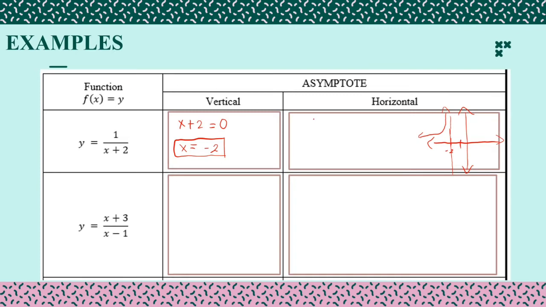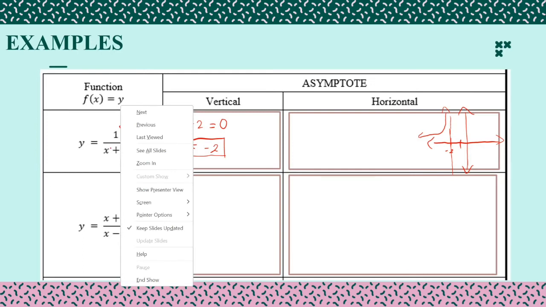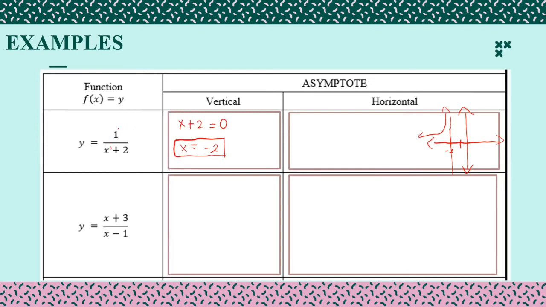Now, let's have the horizontal asymptote. To get the horizontal asymptote, identify the degrees of the numerator and the denominator. The degree of the numerator is 0. For the denominator, the highest degree we have is 1. Okay? So, that means the denominator is higher. Therefore, your horizontal asymptote, which is y, is equal to 0.